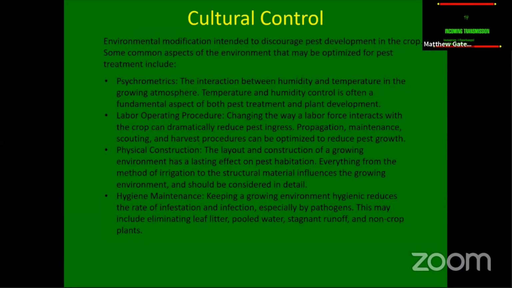So where you are in the world is going to influence what pests you deal with and at what frequency, and year to year and season to season, what their changes in population will be as well. And then, of course, you have hygiene maintenance, how you keep your area clean.